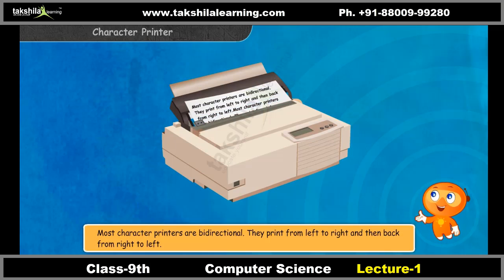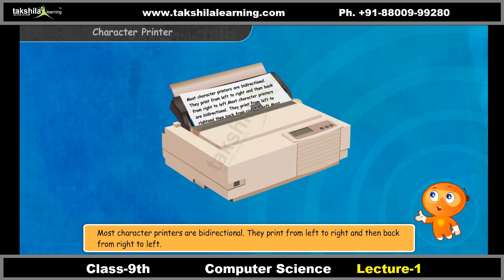Most character printers are bidirectional. They print from left to right, and then back from right to left.